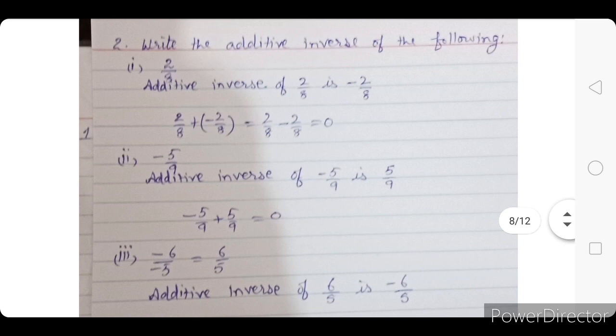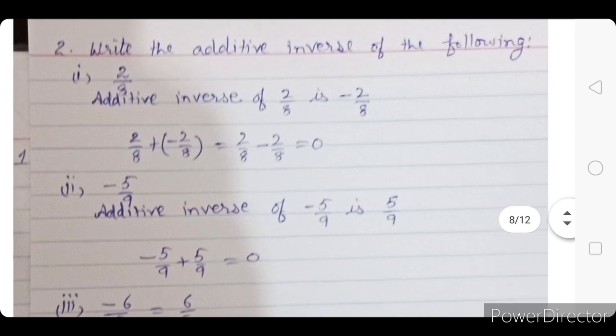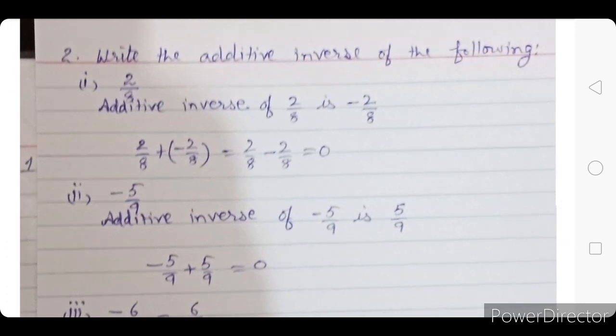Second sum is write the additive inverse of the following. Additive inverse, I already told you in the example also, that just change the sign and add to the statement, you will get the answer 0. You can see here additive inverse of 2 upon 8 is minus 2 upon 8. When we add 2 upon 8 and minus 2 upon 8, it will be 0. If answer is not coming 0, it means you are doing something wrong.